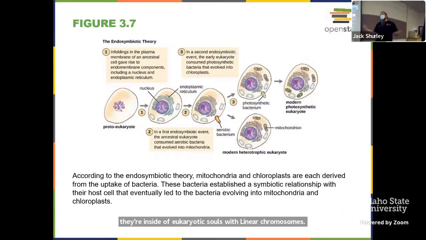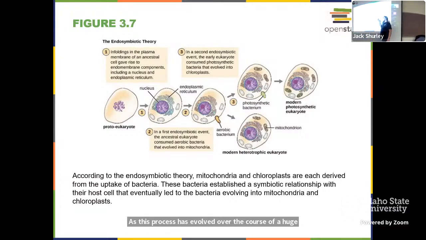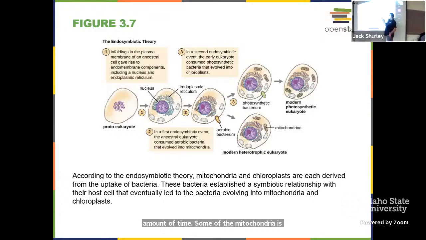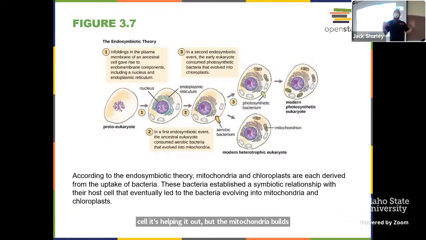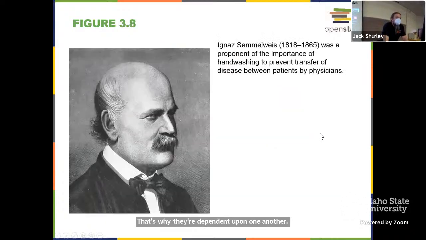As this process has evolved over the course of a huge amount of time, some of the mitochondria is picking up information, picking up proteins from the cell. It's helping it out, but the mitochondria builds almost everything that it needs, all right? All based off of its chromosome, right? A little bit is supplied to it from the cell, right? And again, that's why they're dependent upon one another, right? And the cell needs it for energy.